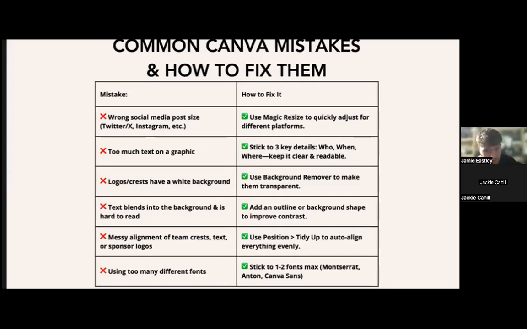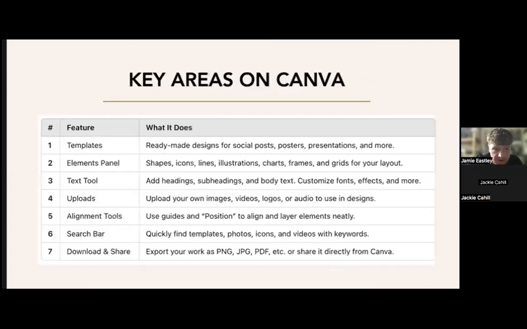Another common mistake I see is messy alignment on important layers like crests, match info text, and sponsor logos. So always use the alignment and tidy up feature that the video ran through already. It just makes everything look professional, I suppose. Finally, stick to maybe one or two font styles per design, just to keep the design consistent. The ones I often use have a sporty kind of look. I have them written on the screen there: Montserrat, Anton, and then Canva Sans, which is a plain one, but it's tidy.